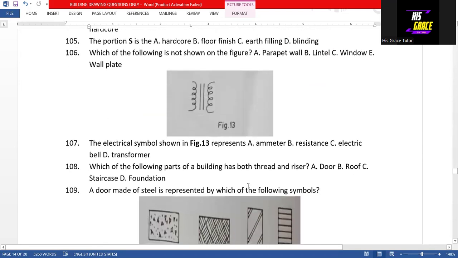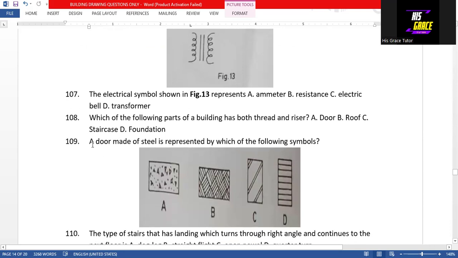Then going on to question 107, make use of this diagram in figure 13. The electrical symbol shown in figure 13 represents a transformer. So option D is the answer to question 107. 108. Which of the following parts of a building has both tread and riser? That is staircase. Option C is the answer to question 108.